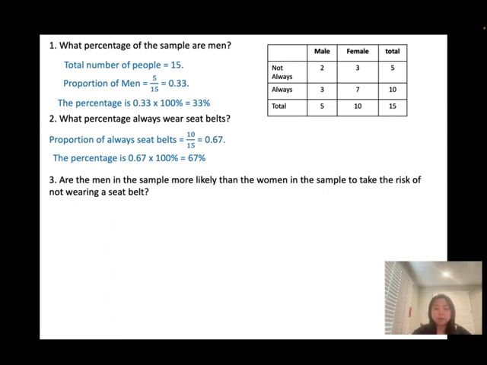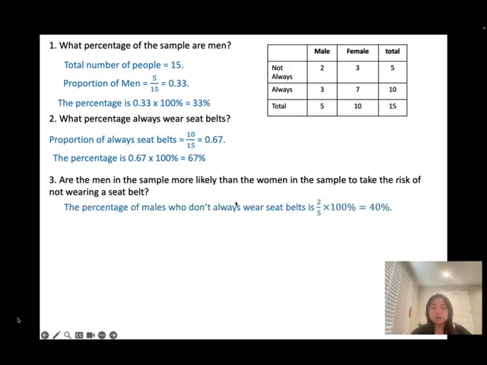No, right? Because there are more females than males in the sample. We do have 10 females and 5 males in here, so we can't just compare the numbers. So what can we do? We should look at the percentage of those who don't always wear the seatbelt in each group. So let's find it out.